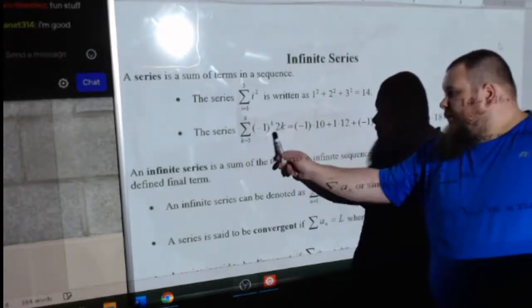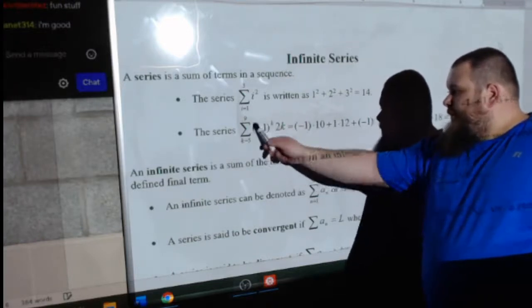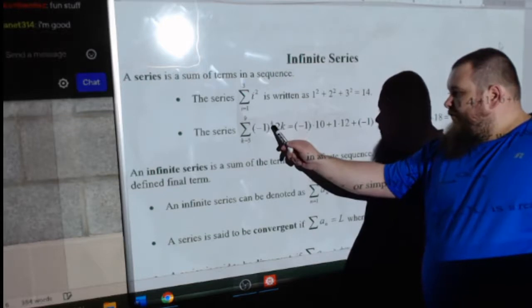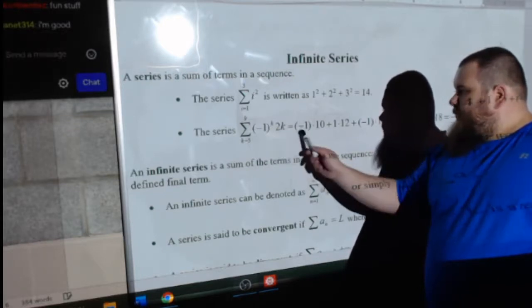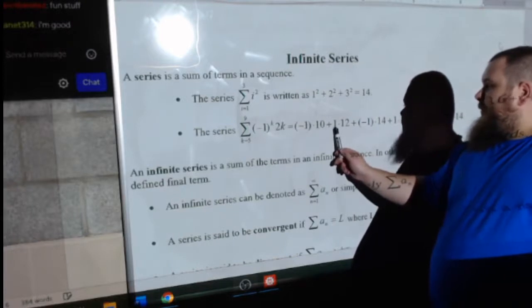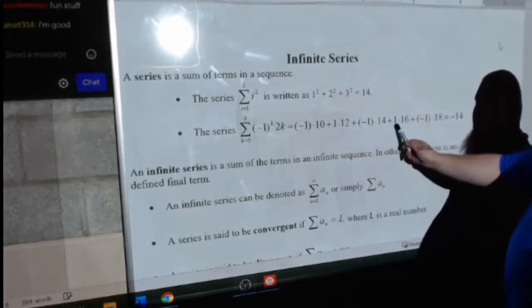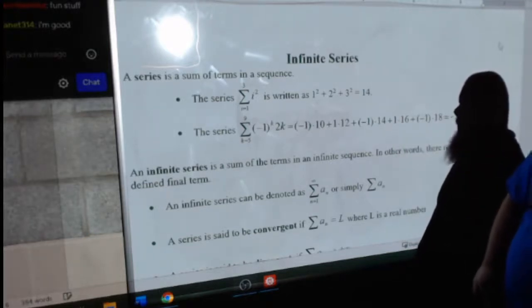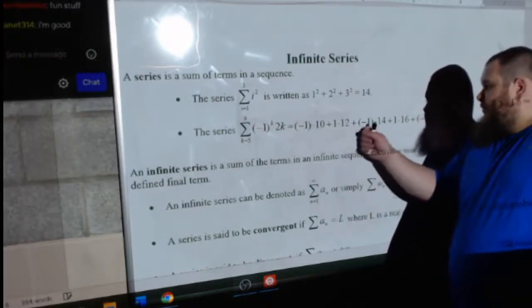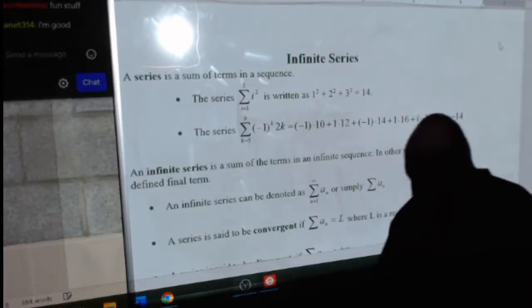This one, however, is what I was alluding to earlier. It's alternating. So when you plug in 5 here for k, you get a negative 1. But when you plug in 6, you get a positive 1. And then every odd becomes negative, and all the evens are positive. So this is alternating terms, alternating signs, right? One of them's plus, then the next one's minus, or vice versa.